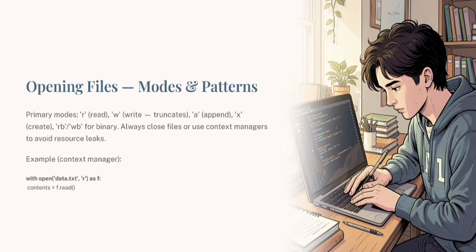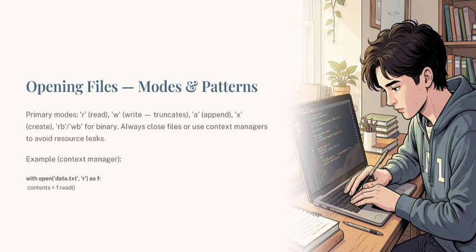The next mode is W. This mode is used for writing data into files. Important point, W mode truncates the file. This means if the file already contains data, that existing data will be removed and replaced with new data. So for example, if we write W in place of R, we should use this mode carefully.